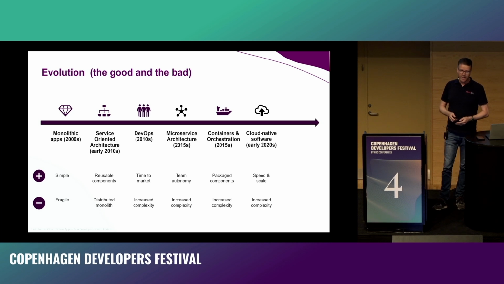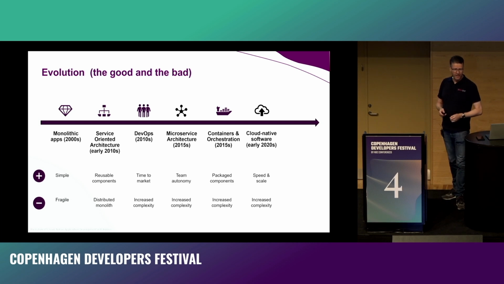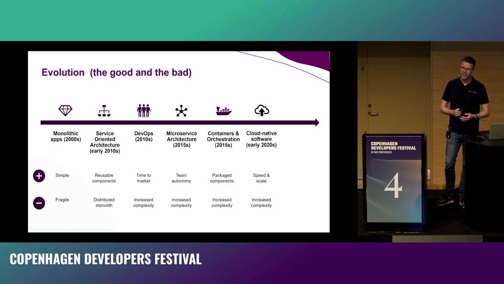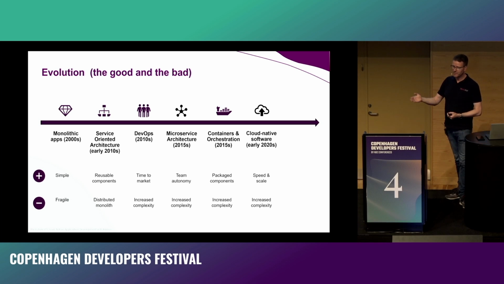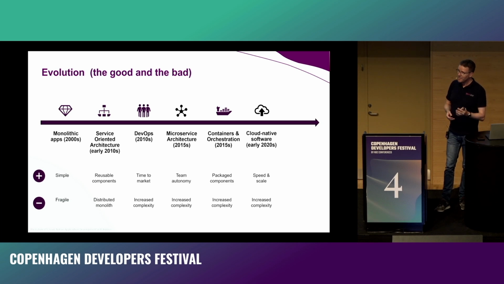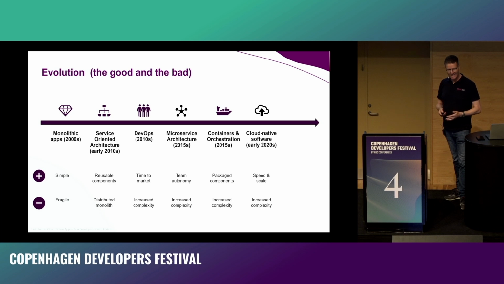Again, increased complexity. Well, you see where I'm going here. Cloud-native software started about in the early 2020s, and that means software that was always intended to use cloud services. So it's up and running quickly by using all these cool PaaS services in the cloud, with the downside that you now need to know which PaaS service to use when. Again, complexity.